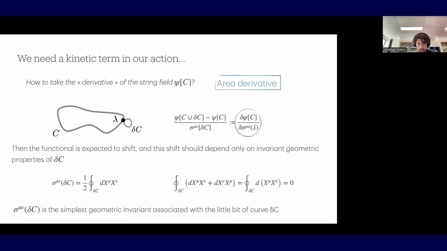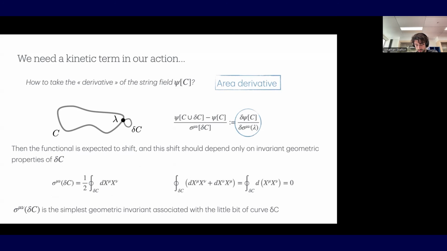Okay, so I think the new concept here is the area derivative. That's what you use in order to take the derivative of your string field. I think it's not a new idea. In the paper, it was mentioned that it appeared a long time ago for the loop formulation of non-Abelian gauge theories. So if someone knows what that means.